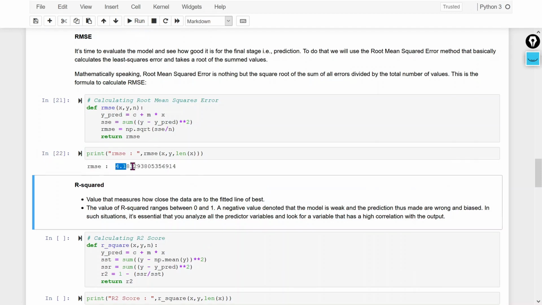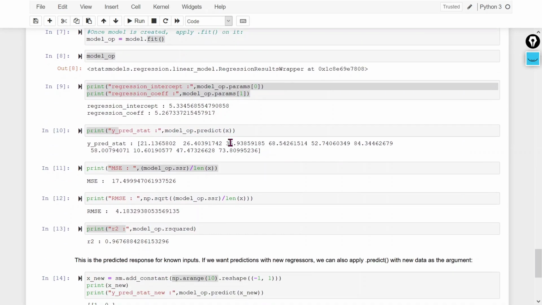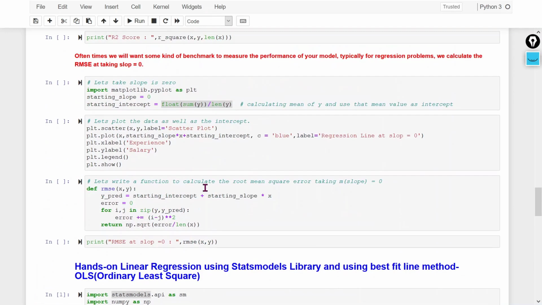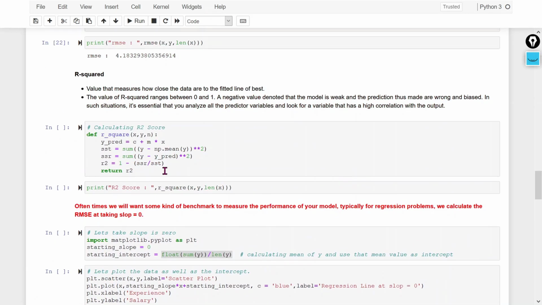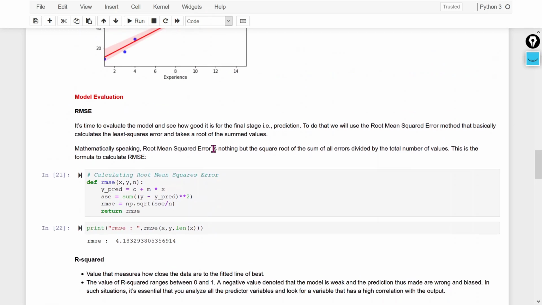Now you can see 4.18. Let's see if I am getting the same output or not. 4.18. Yes. It means I am getting the same root mean squared error whatever I got in the stats library. So this way we can verify our statsmodels library output and the vanilla Python OLS method.